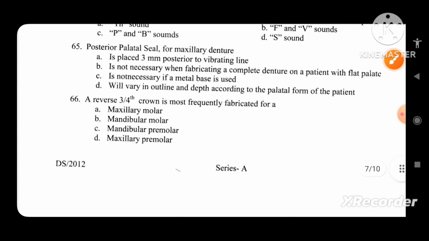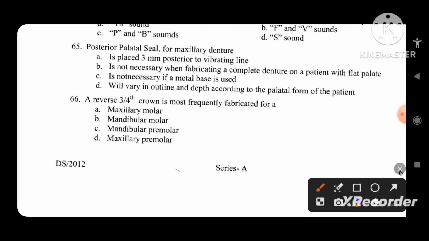Next question is posterior palatal seal for maxillary denture. Options are is placed 3 mm posterior to vibrating line. It is not necessary when fabricating a complete denture on a patient with flat palate. It is not necessary if a metal base is used, or it will vary in the outline and depth according to the palatal form of the patient.